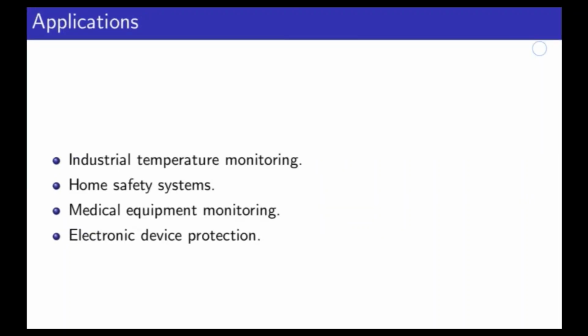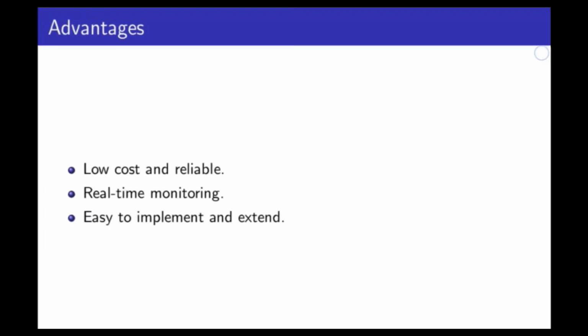And the next slide is about applications of our project. The system can be used for industrial temperature monitoring to prevent overheating. It is useful in home safety systems such as fire or heat detection, and it can be applied in medical equipment monitoring where temperature control is critical. It also helps in electronic device protection by monitoring and limiting excessive heat.